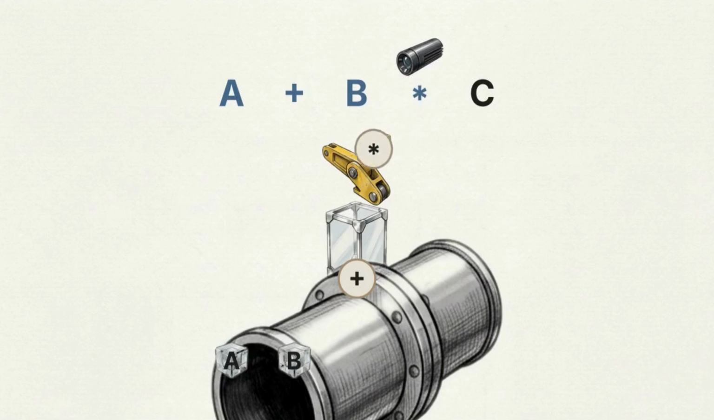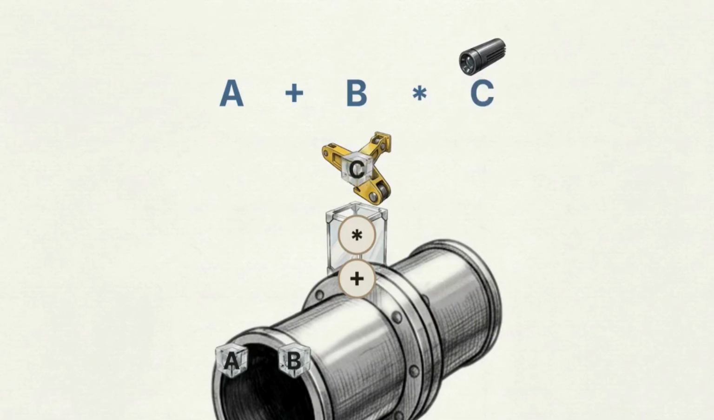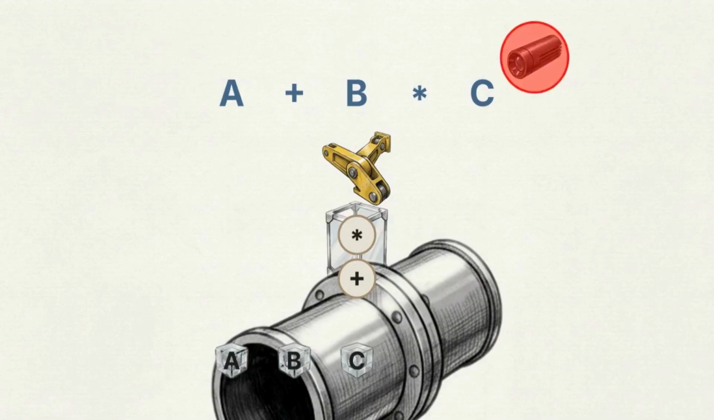We hit the multiplication operator. The algorithm compares the current operator's precedence against the operator at the top of the stack. Multiplication has higher precedence than addition. The multiplication sign is pushed into the stack, resting on top of the plus sign. The final token, C, bypasses the stack and goes straight to the output. The input string is fully scanned.